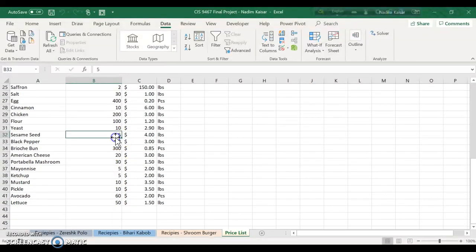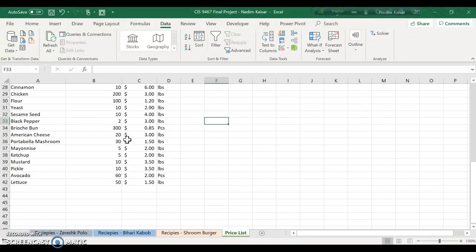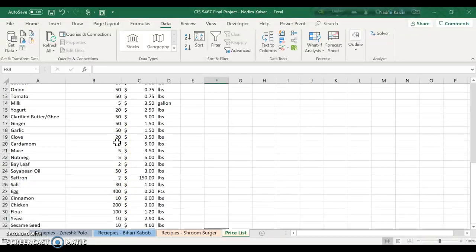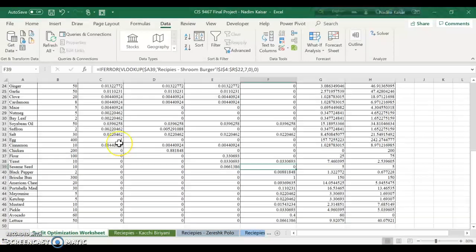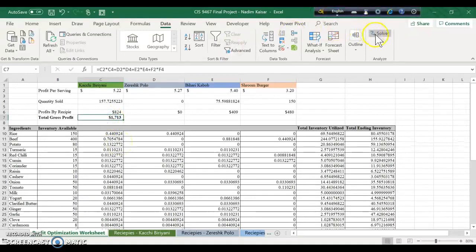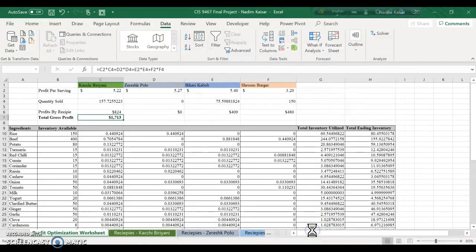For instance, I'll go and change sesame seed here. Let's make it 10 instead of 5. Milk was 5 gallons, so I'll increase the amount of milk from 5 gallons to 10 gallons. Now I go back to my profit optimization worksheet, open Solver again, solve it and see what difference it makes.